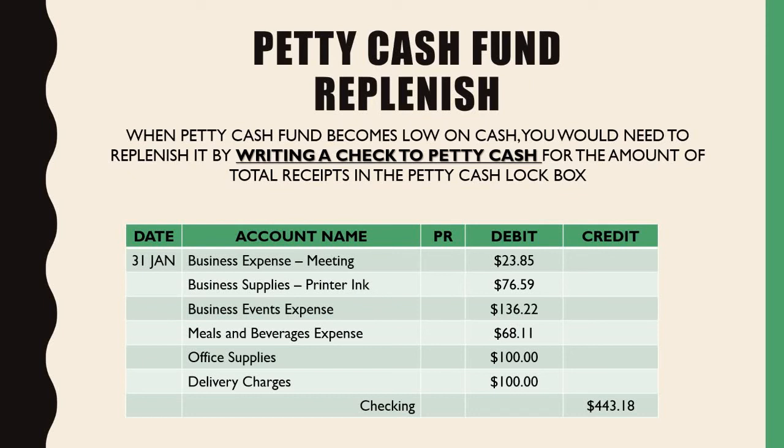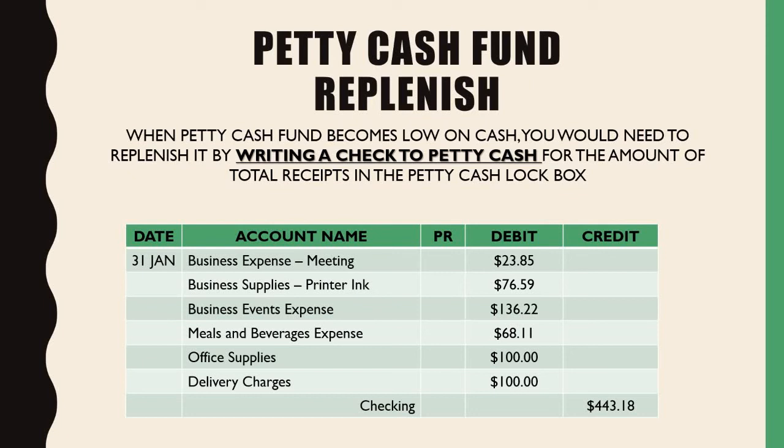So in this case, I'm basically counting all the receipts and replacing them with money by writing out a check for the exact amount of receipts that I have in that petty cash drawer. That's how you replenish the petty cash drawer and recognize all of the transactions that occurred when you were using it. So once again, never use petty cash to take out money or to record the transactions. That's not the correct way to do it.